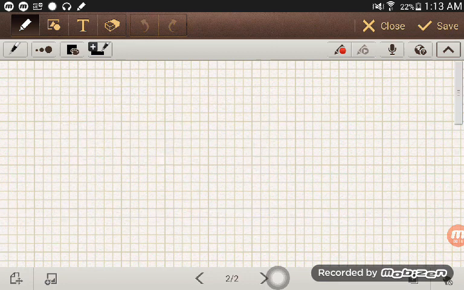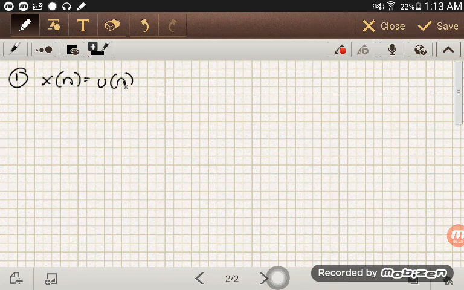Let's make another page. Okay, now let's say example number 1, which is your x of n is equal to, let's say given, u of n. You know that u of n is already a right side signal, right? So any value of x of n or u of n is equal to 1 as long as your n is from 0 to positive infinity.